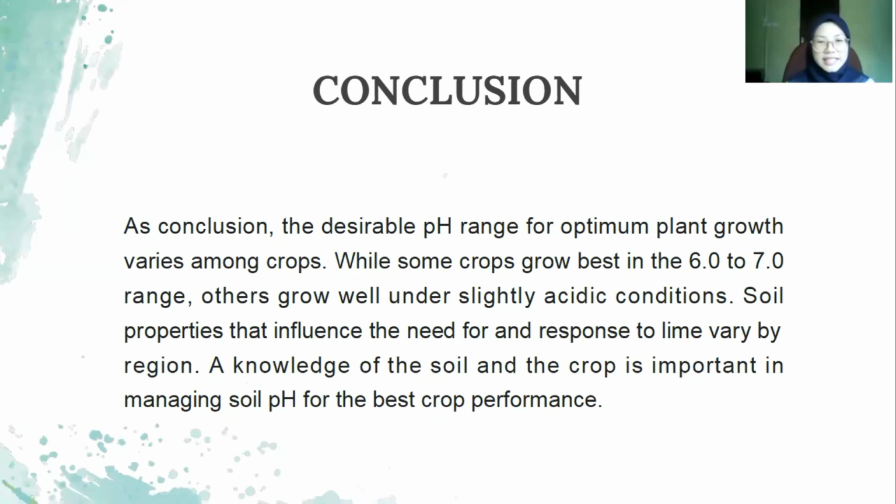As a conclusion, the desirable pH range for optimum plant growth varies among crops; while some grow best in the 6 to 7 range, others grow well under slightly acidic soil conditions. Soil properties that influence the need for and response to lime vary by region. A knowledge of the soil and the crop is important in managing soil pH for the best crop performance. A well-maintained soil pH will maintain the value of the soil resource, maximize crop and pasture choice, and avoid production loss due to low pH.